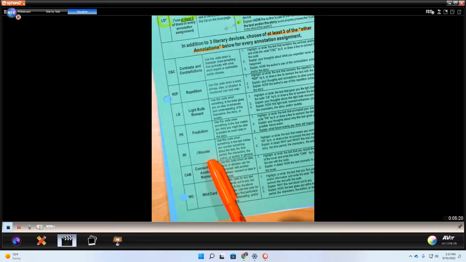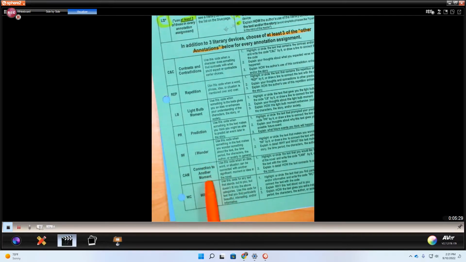You can wonder about things. Why did this happen? Why did the author put this here? Why did the author choose to discuss this idea in this way? And then a connection to another moment. It's hard in the first chapter because there's nothing before the first chapter to connect it with, but you can make connections to another moment in the text as you move through the text.